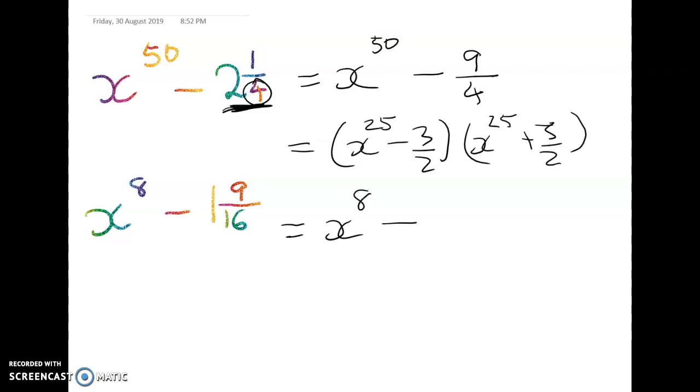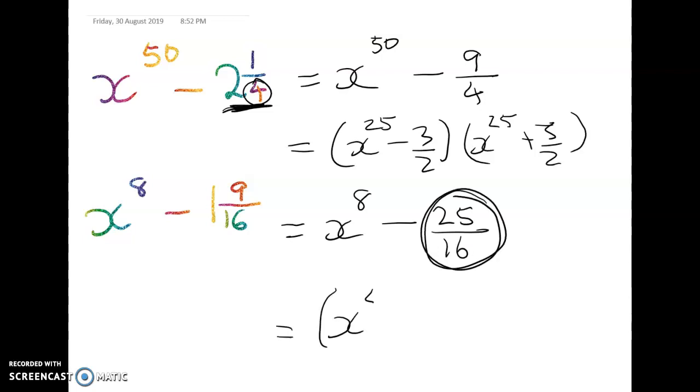This next one is similar. It's x to the power of 8 minus 25 over 16. So you can spot straight away now that this is a square. We get (x to the power of 4 minus 5/4) times (x to the power of 4 plus 5/4).